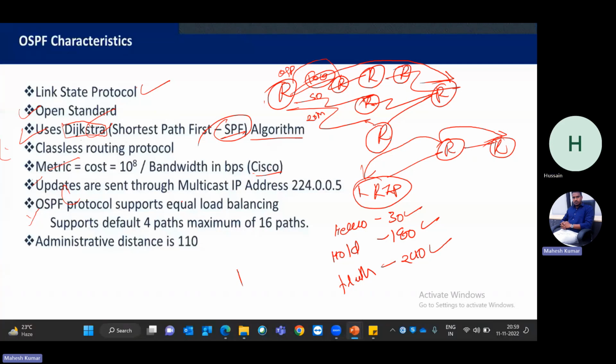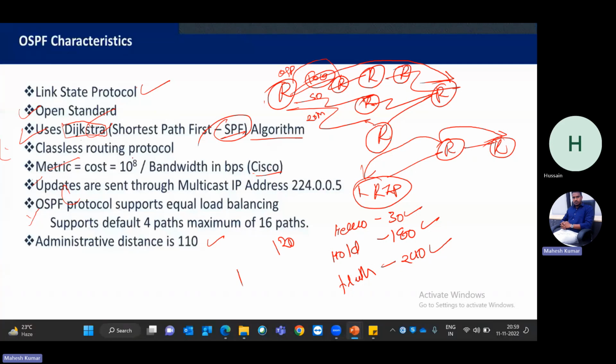The OSPF protocol supports equal cost load balancing, with 4 paths by default and a maximum of 16 paths. Administrative distance is 110, and for RIP it is 120, right? Yes, sir. OSPF supports equal load balancing, 4 paths by default, maximum of 16 paths.